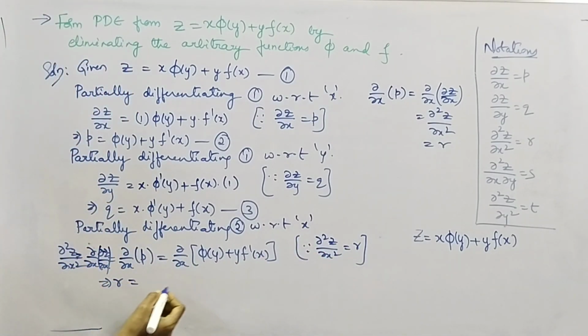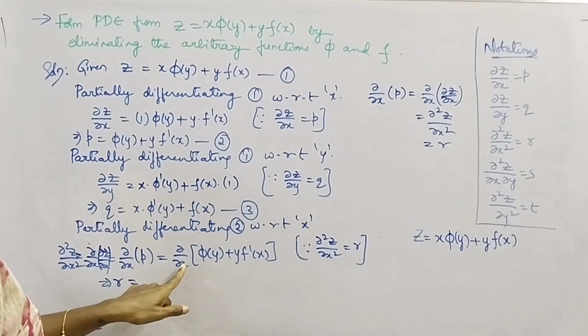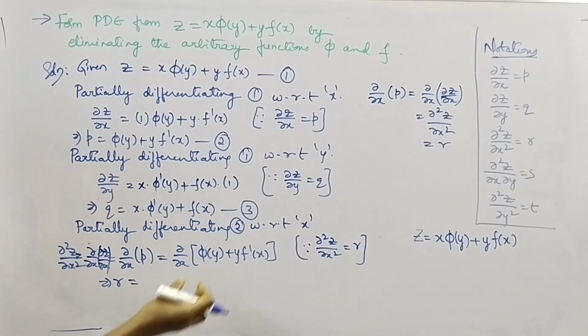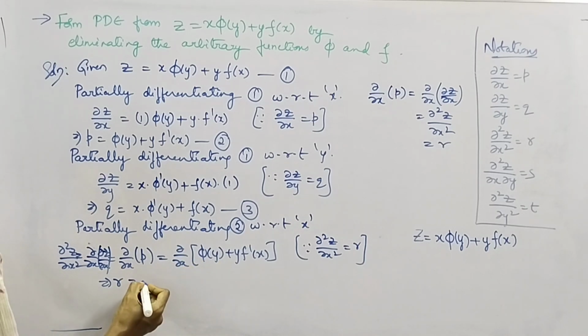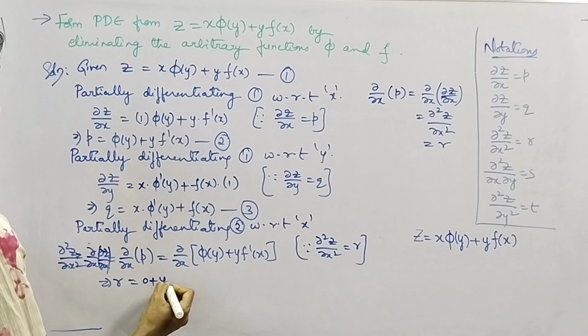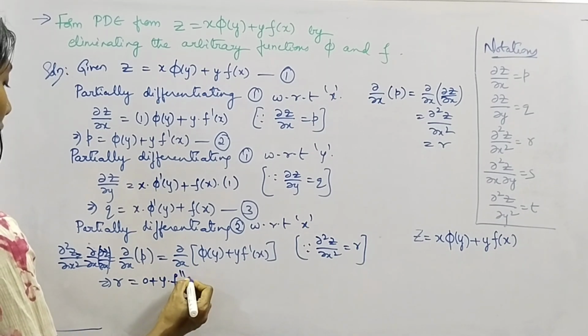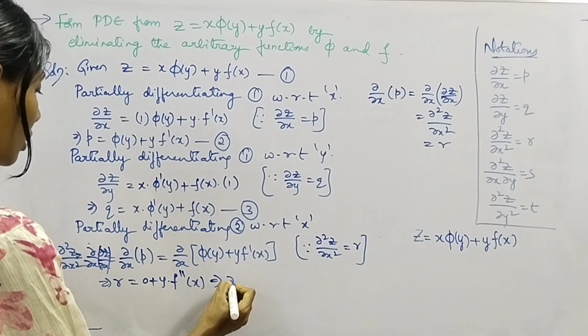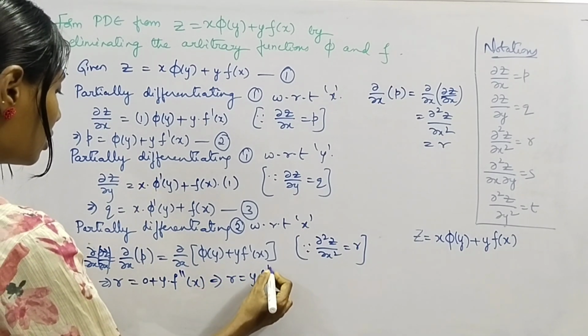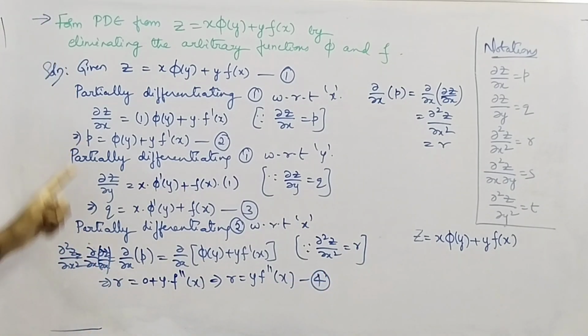You'll get r equal to the partial derivative. Here we are finding the partial derivative with respect to x, so we'll treat y as constant. So the partial derivative of a constant with respect to x will be 0 plus, here y is constant, into the partial derivative of f dash of x with respect to x, which is f double dash of x. This gives us r equal to y into f double dash of x. Consider as equation number 4. We got p, q and r, right? Next we'll find s and t.